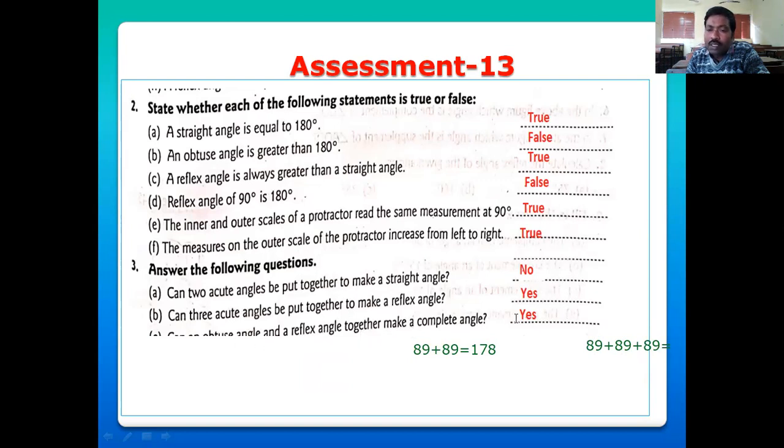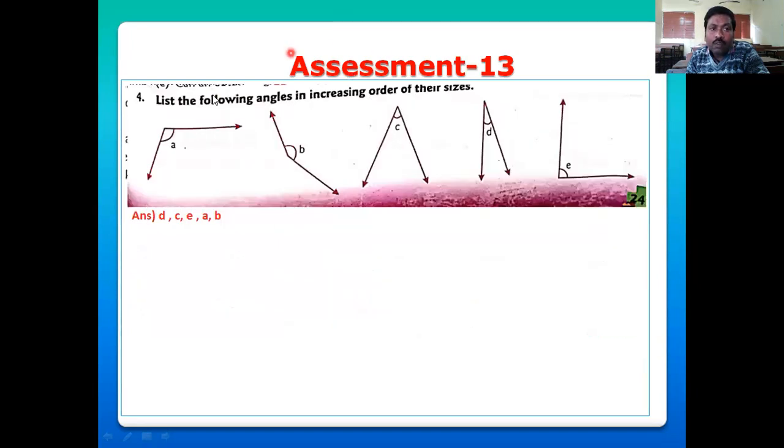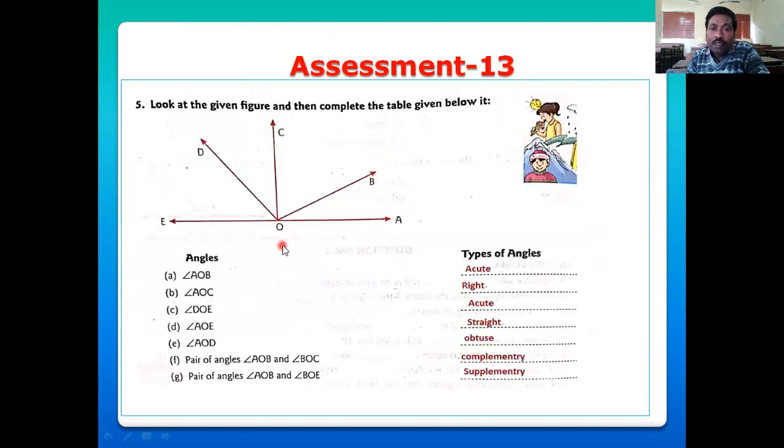Now see the next question, question number 4. List the following angles in increasing order of their size. When you see all the angles, here we find that D is the smallest angle, and after that C is greater than D, then E, then A, and in the last B. B is the greatest angle. So in this way, we can arrange these angles: D, C, E, A, and B.